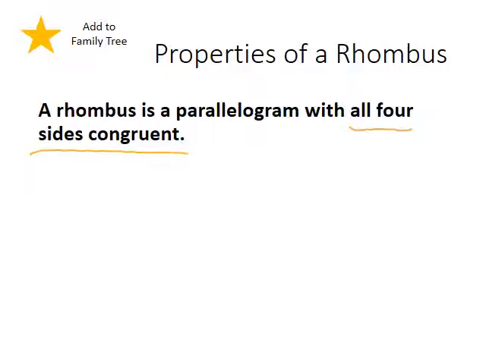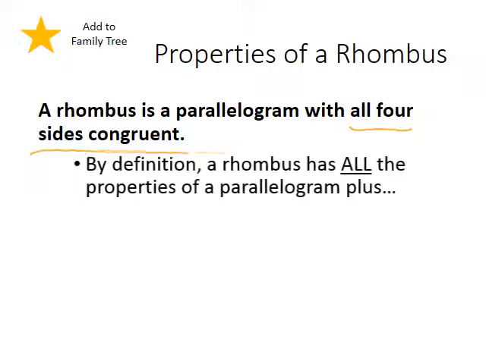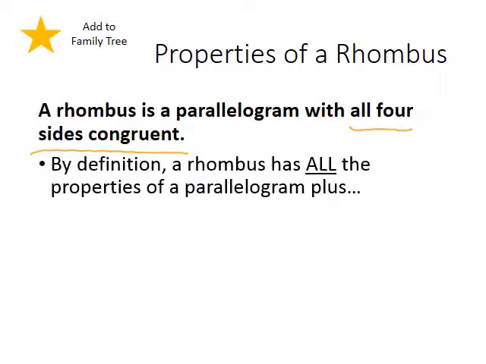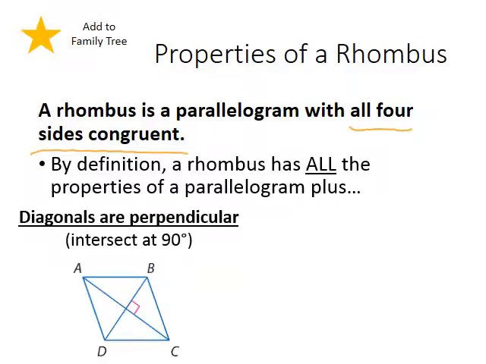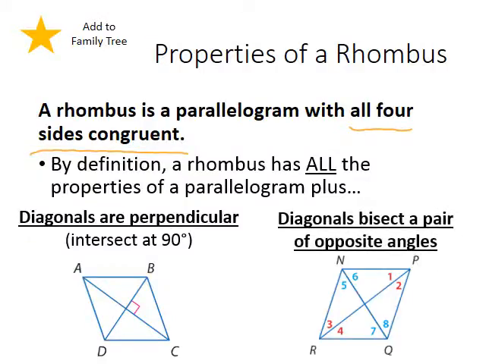It's a parallelogram as well, which means, by definition, a rhombus has got all of the properties of a parallelogram plus all four sides congruent, like we just said, as well as some special characteristics of its diagonals. And these can go in your family tree as well. So a rhombus has diagonals that are perpendicular. They always intersect at a 90-degree angle. And the diagonals of a rhombus bisect a pair of opposite angles.